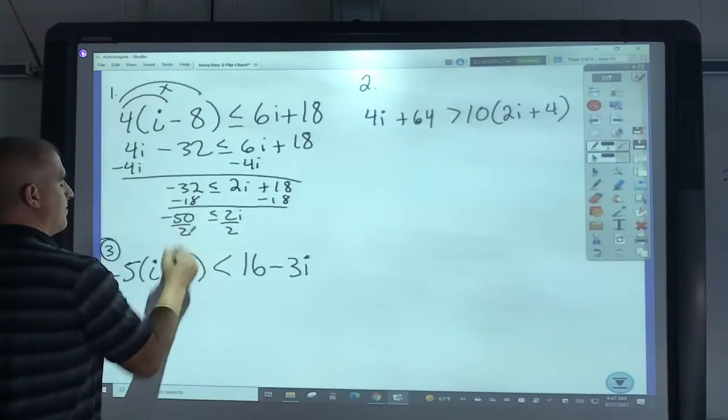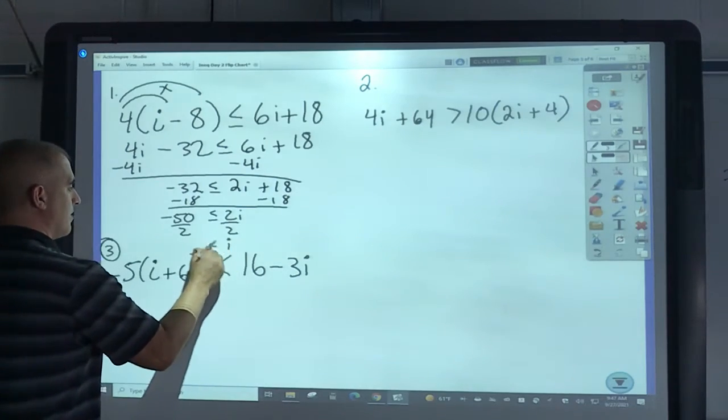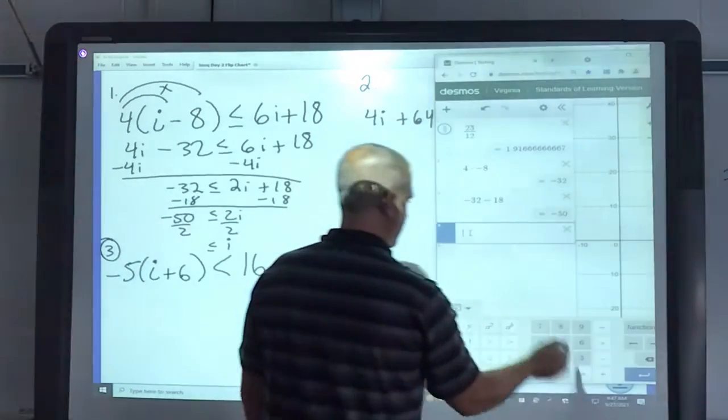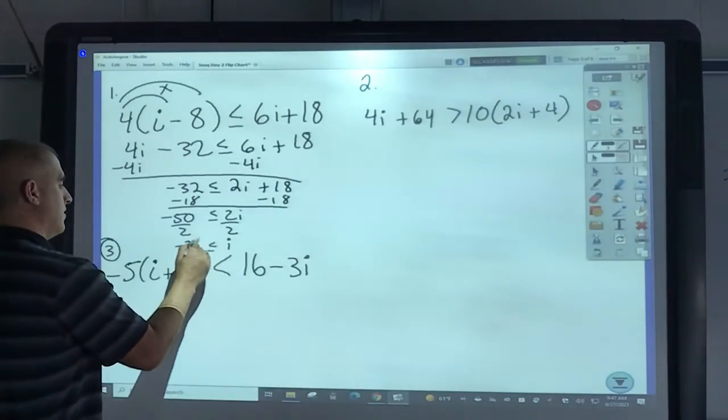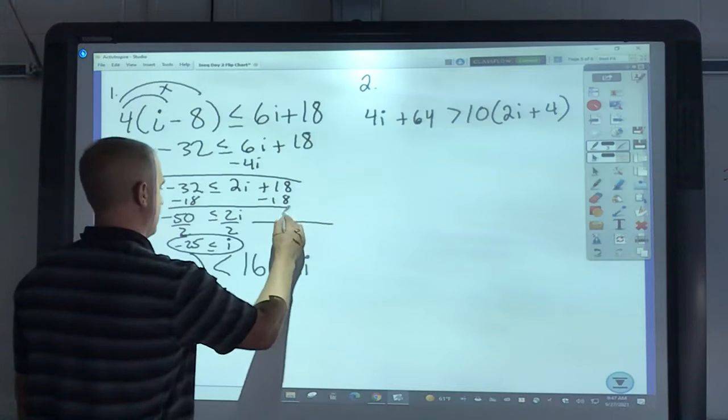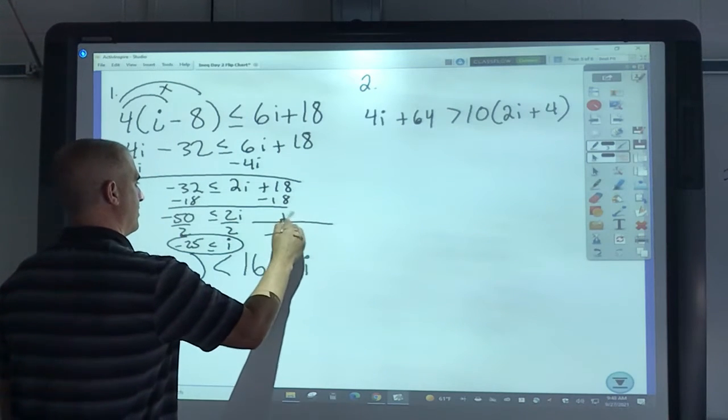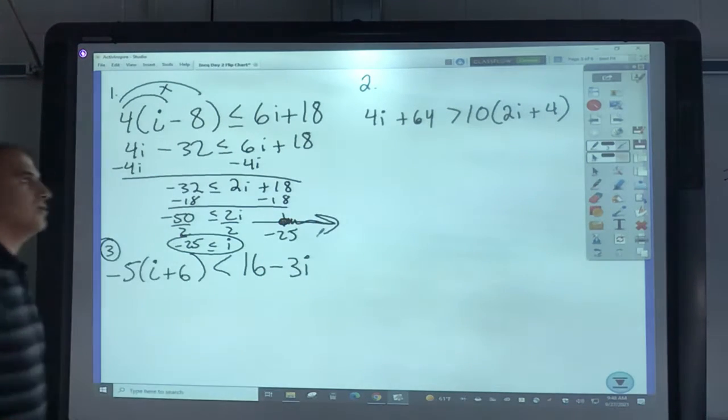Divide by 2, divide by 2. I got i is greater than negative 50 divided by 2, negative 25. Okay, negative 25, close circle, heading variable, shade to the right.